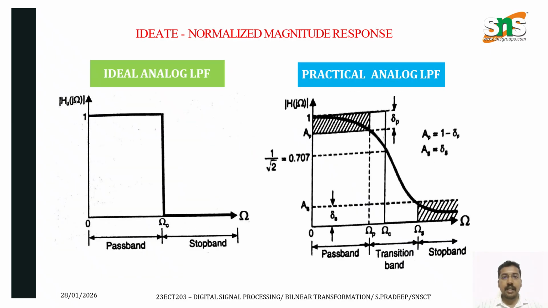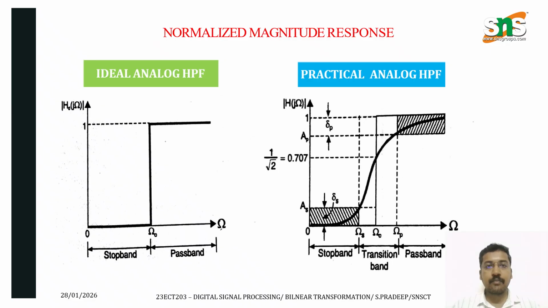This slide compares the ideal and practical magnitude response of a low-pass filter. An ideal low-pass filter has a sharp cutoff, allowing only low frequencies to pass. However, practical filters cannot achieve this perfect transition and instead show a gradual roll-off. This difference highlights real-world limitations in filter design.